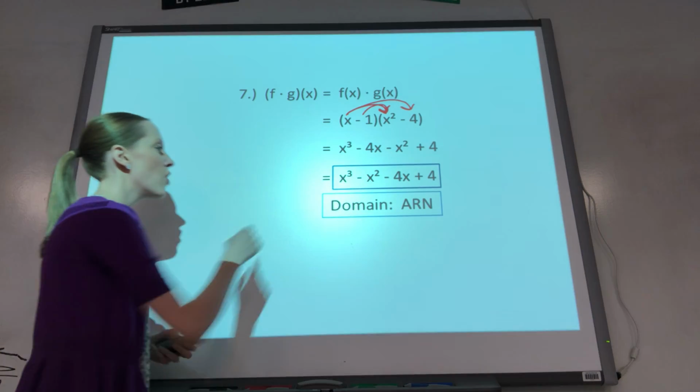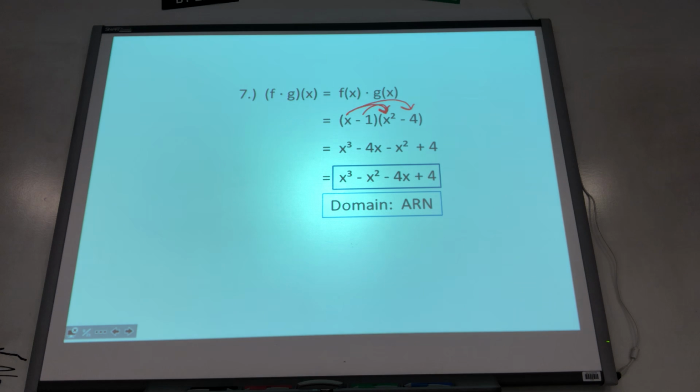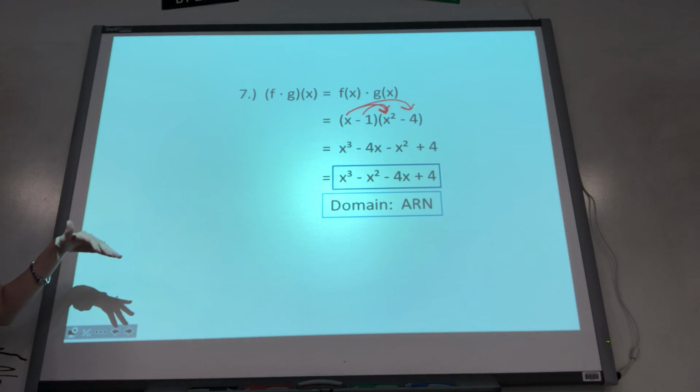Don't forget domain, all real numbers. If there's no square root and no fraction, then it's going to be all real numbers. Looks pretty good. Now, one more example with these two functions.